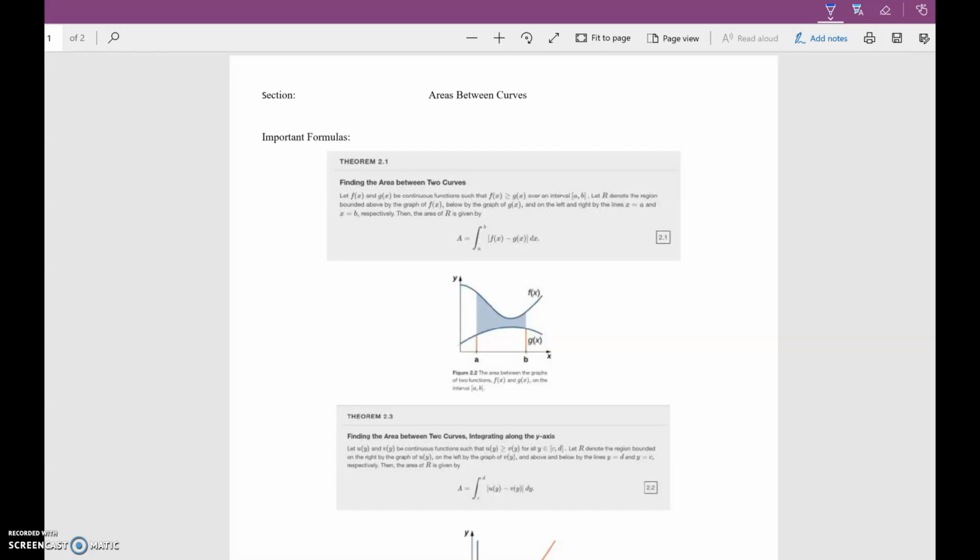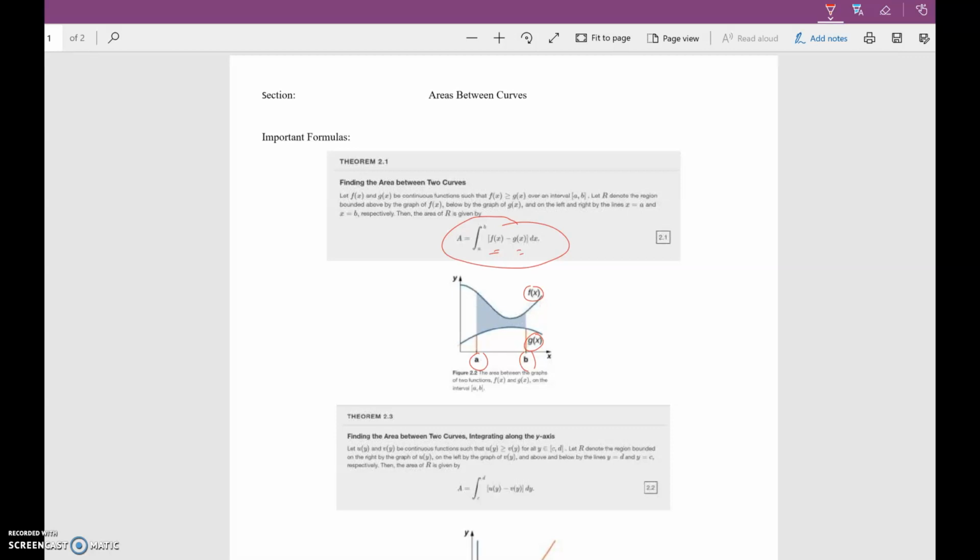Hi class, we need to take a look at the next section, which is areas between curves. And here's the main formula that we're going to be using in this section. So if you have the regions, and in this case, notice that f of x is above and g of x is below, the area between the curves is basically the subtraction of the first function minus the second function over the interval from a to b.